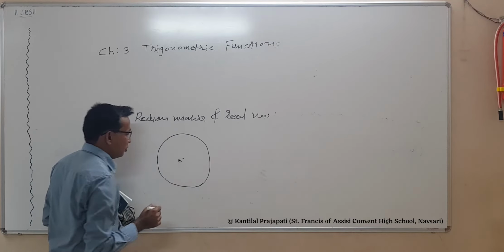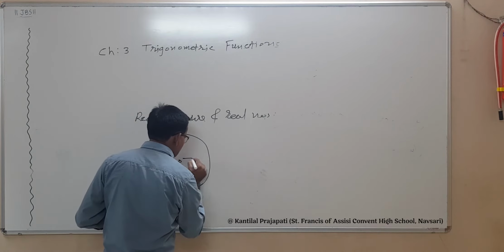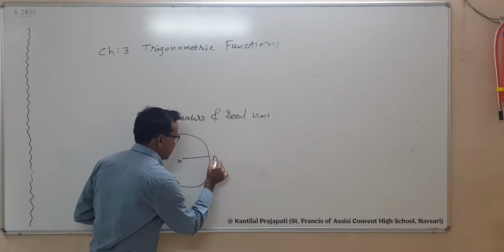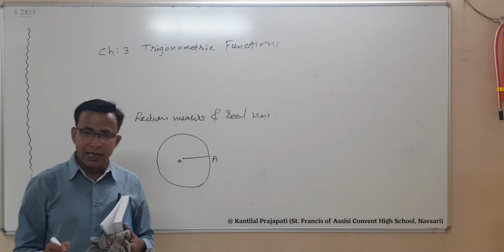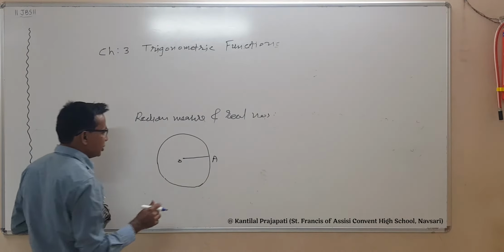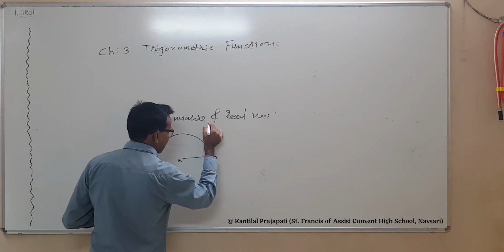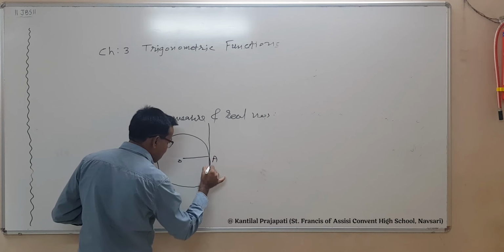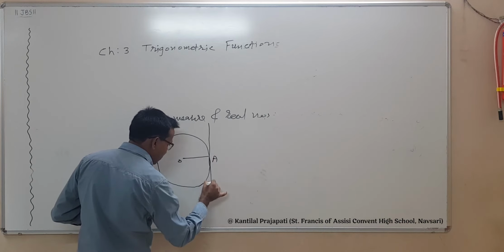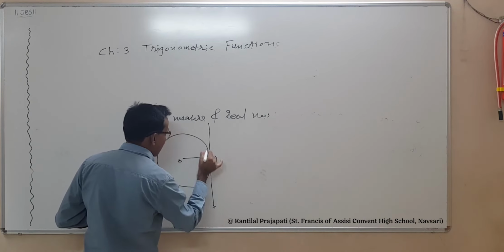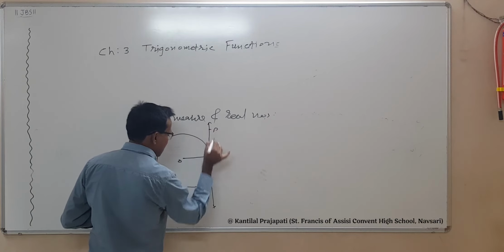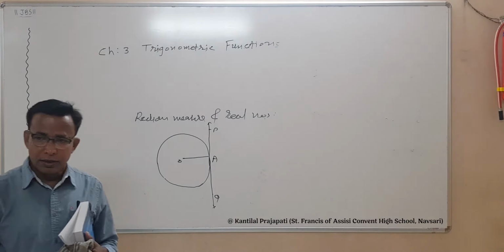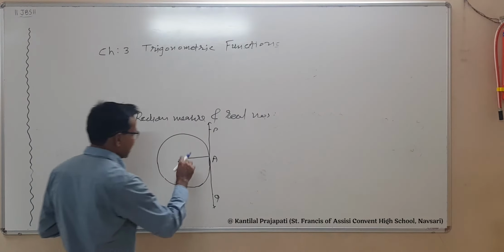Center is O. We take point A here on the unit circle. Now we draw the line PAB. PAQ is a tangent to the circle. This line is a tangent to the circle. Line PAQ is tangent to the circle. PQ is a straight line.